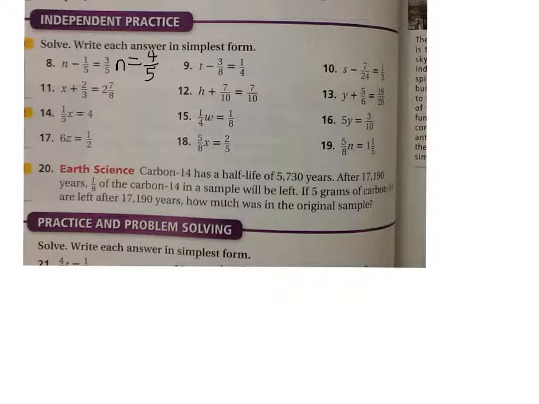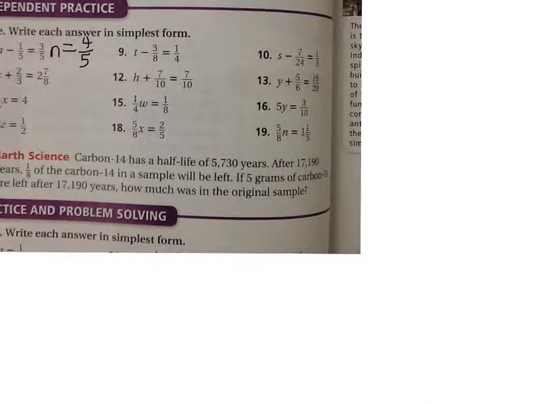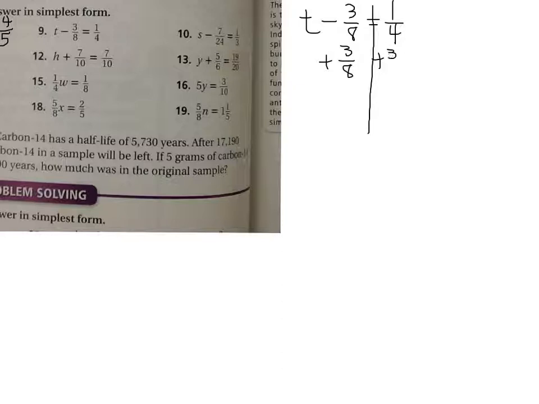Number 9, t minus 3/8 equals 1/4. I'm going to scoot it over here so we have room to work. Rewrite it. Okay, to undo minus 3/8, what do I do? Plus 3/8. Same thing on this side, plus 3/8. The nice thing here is it's already in column format for you, so you can just work to the right when you do your converting.